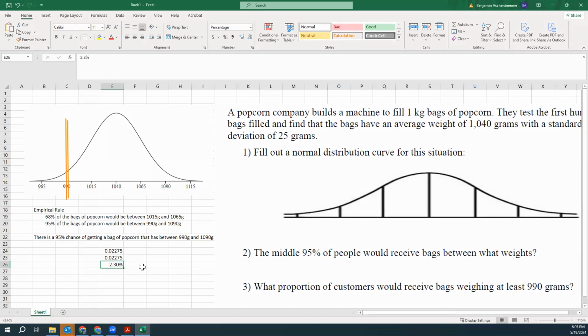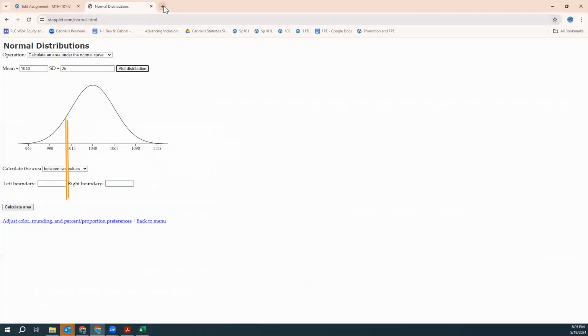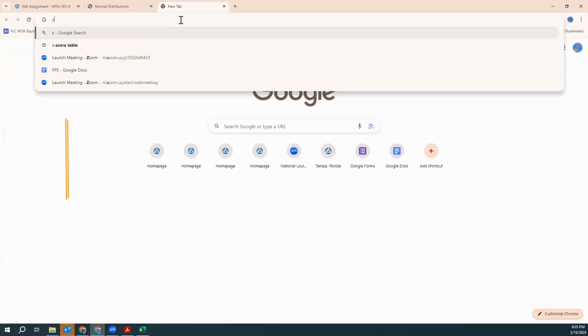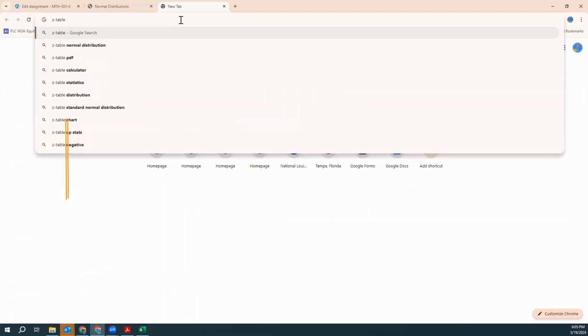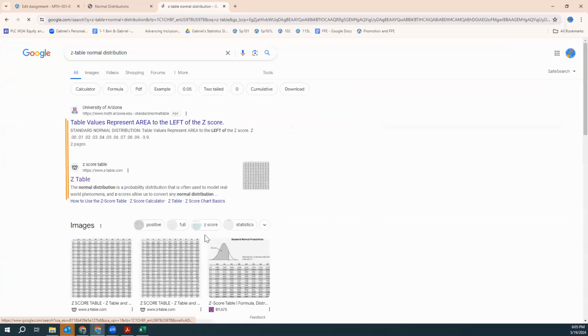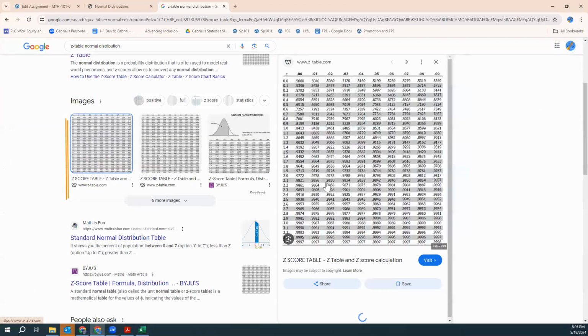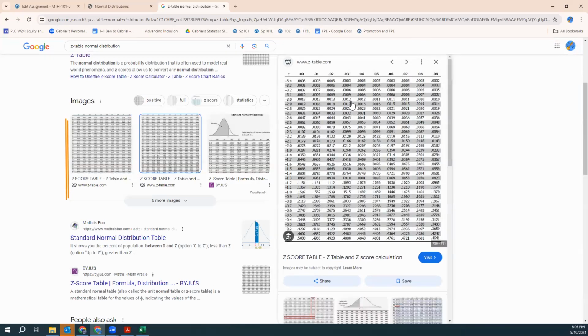There's also a way to use the z-score table. Let me bring my browser over here for a second. So if I do something like z-table, normal distribution, okay, let's just click on this one. This is fine. So we've actually got two things here. This is the positive side. I want the other side, and I'm looking for the z-score of -2 exactly.